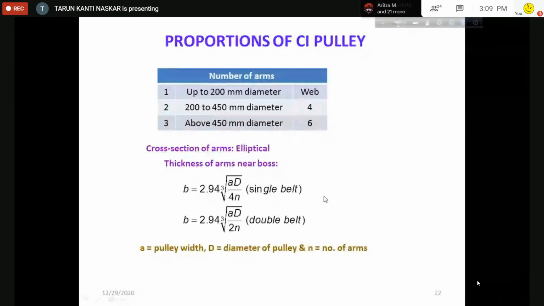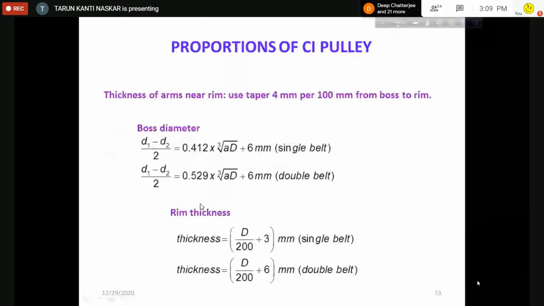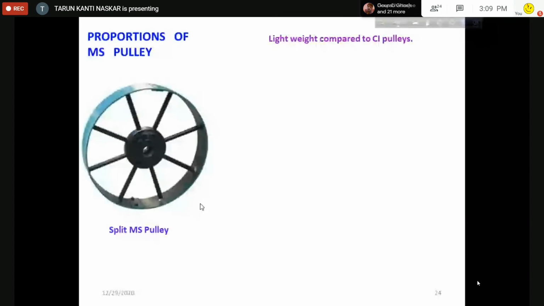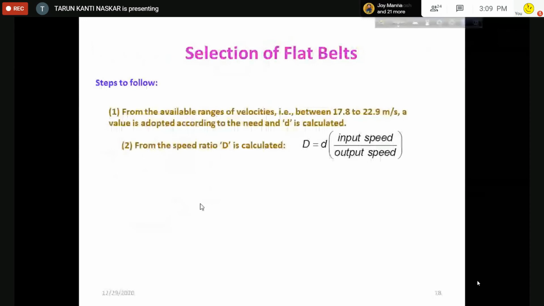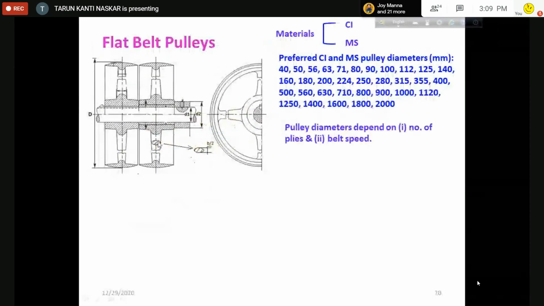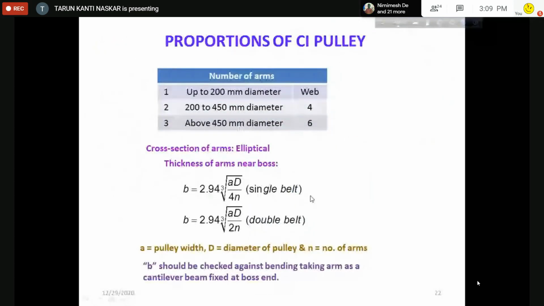Okay, which one is B? This is B. If there is any arm, elliptical, this one is B. This is the elliptical cross section. So at the rim, this is B. Okay, sorry, at the hub, this is B. This dimension is B. So B is this for single belt, and B is this for double belt.